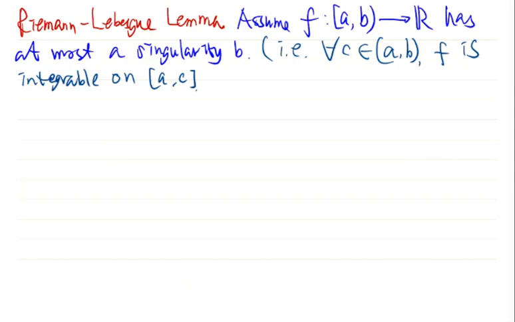Of course, if you have more than one singularity, finitely many, you can consider dividing the interval [a, b] into several sub-intervals and apply the result that we will prove in this lemma. So if f has more than one singularity, the result is also true.